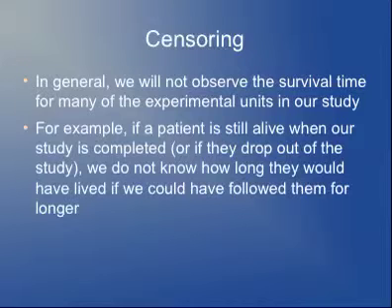Or in some cases, a patient may drop out of the study. We may lose contact with them. In either of these cases, this is called censoring, which means that if somebody dropped out of the study after 6 months, for example, we know they survived at least 6 months, but we don't know their exact survival time. So all we know is that as of 6 months into the study, they were still alive.